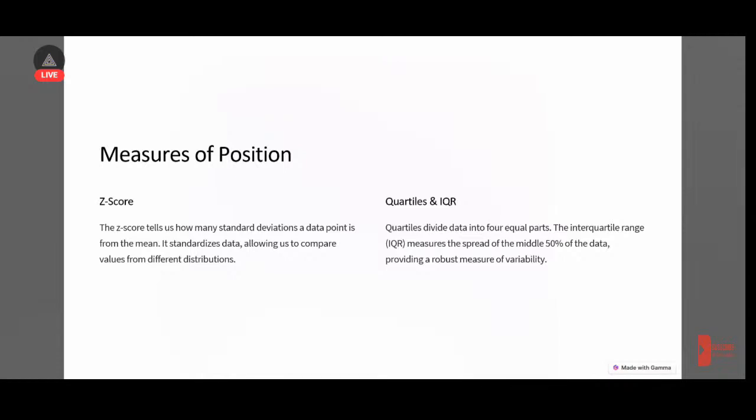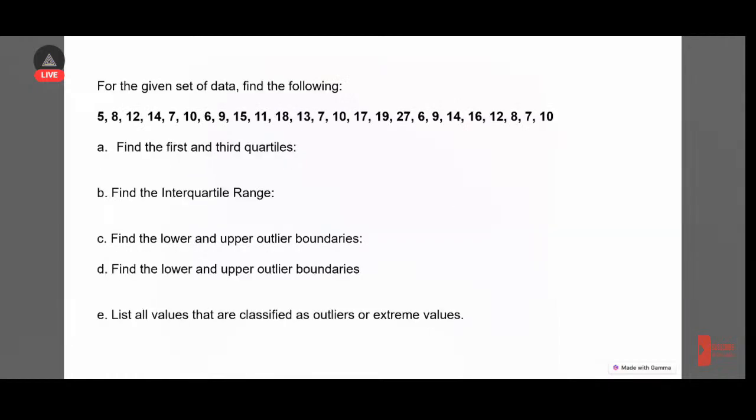The quartiles divide the data into 4 equal parts. Here we have the lower quartile, the upper quartile, and the median. So the median is dividing the entire data set into 2. The lower quartile divides the lower half of the data into 2, while the upper quartile divides the upper half of the data into 2. And here we have an example to show how to calculate the quartiles.